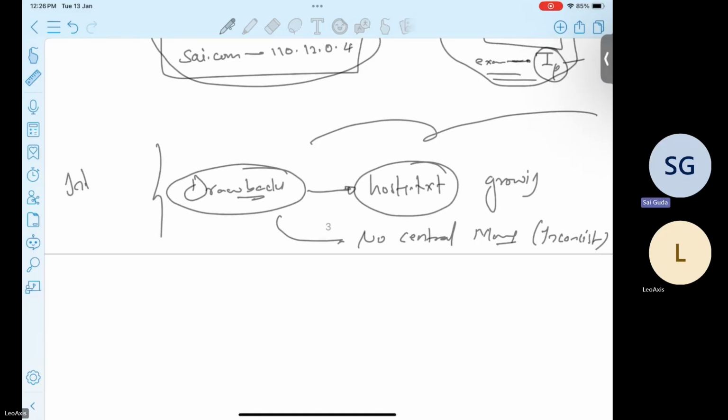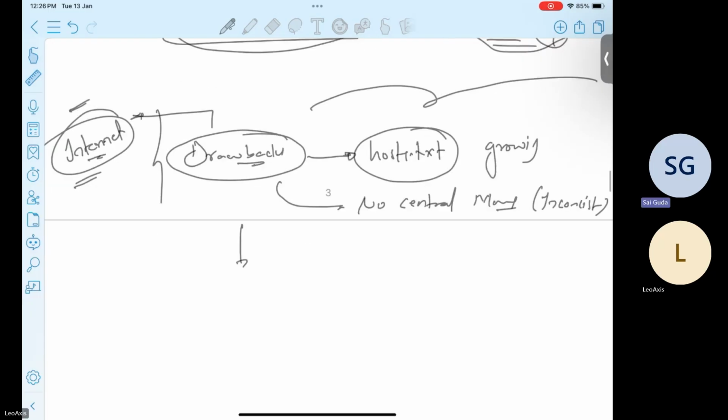When it comes to the global internet, where millions of computers and lots of websites are coming every day, host.txt fails. Maintaining this data across the internet in our local system is highly impossible. So to overcome these drawbacks, that is where DNS comes into the picture. It stands for domain name system.